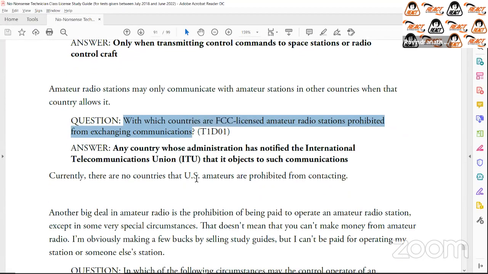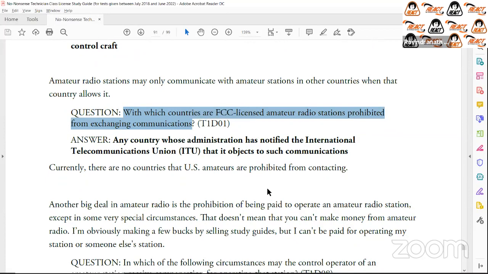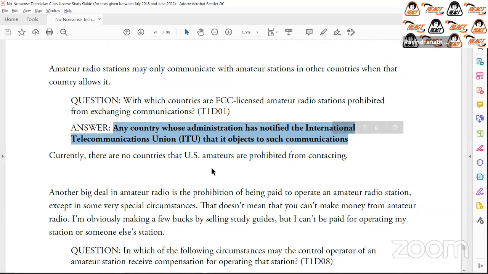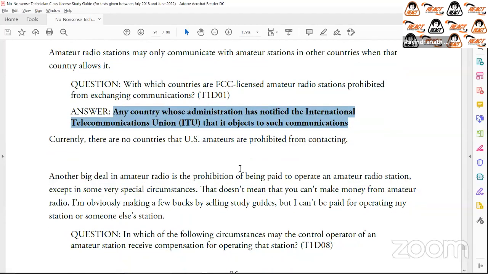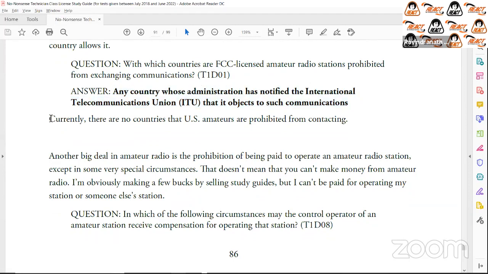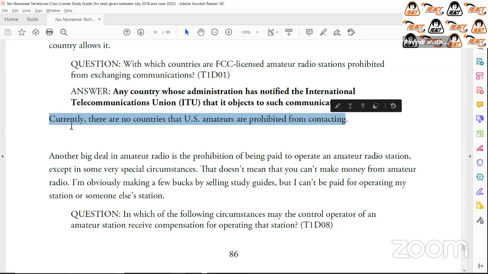With which countries are FCC licensed amateur radio stations prohibited from exchanging communications? Well, it's any country whose administration has notified the ITU that it objects to such communication. So once they do that, you cannot communicate with them. Here it is in this book as well. Currently, there are no countries that US amateurs are prohibited from contacting, all right? And they say currently, that can change.